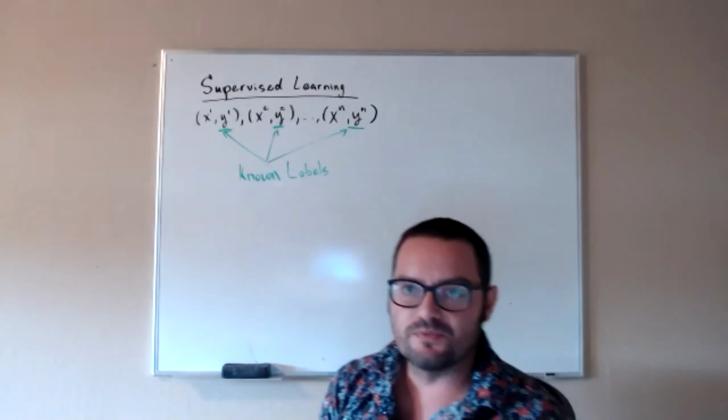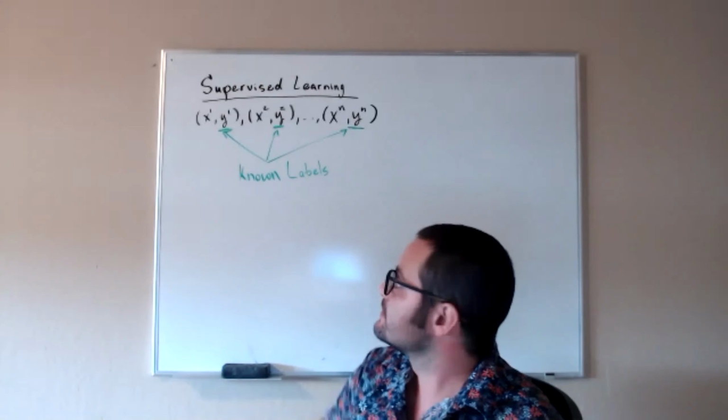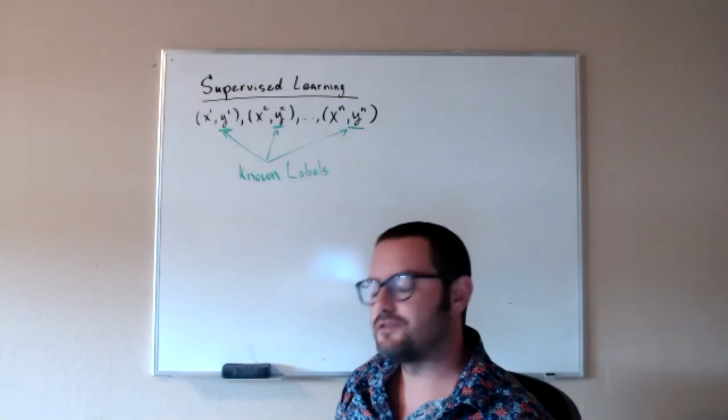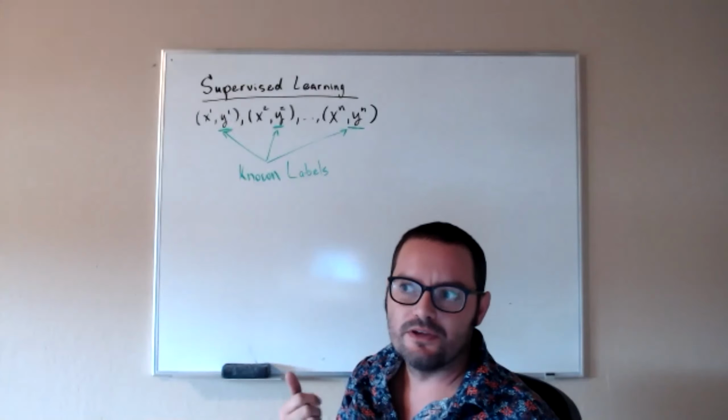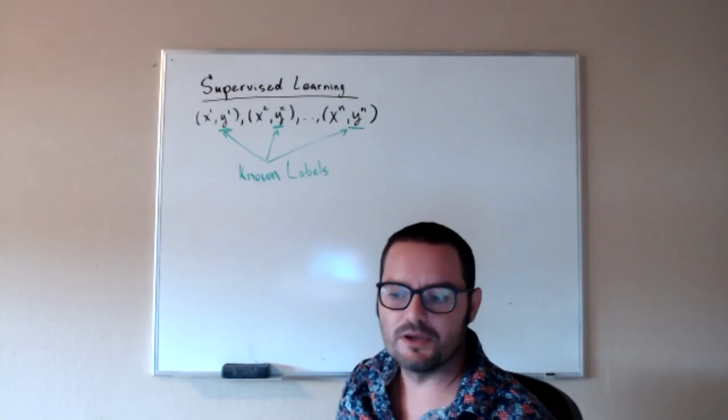There's been a supervisor that has taken the time to go through and look at the data and give them the correct labels. So this is supervised learning. Supervised learning algorithms will use this data to learn to predict these labels accurately on the data set that you have, in order to make predictions about data that you haven't seen yet as to what their labels might be.